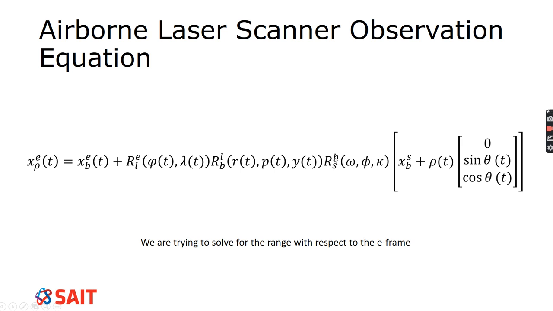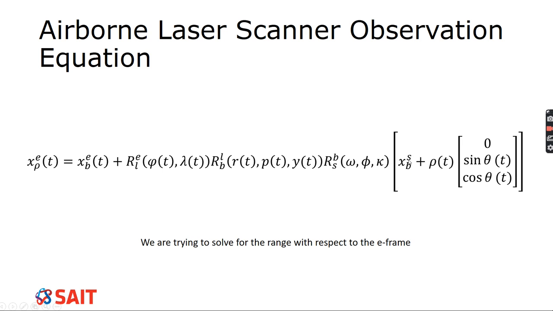Then we have the scanner to the body frame. Notice that there's no time with this one. The reason that there's no time with this one is because the scanner frame and the B frame don't move with respect to each other. They are in the exact same line. They are secured onto that airplane. And when you connect those two together, there is no change in time. They're always going to be the same because that line doesn't change.